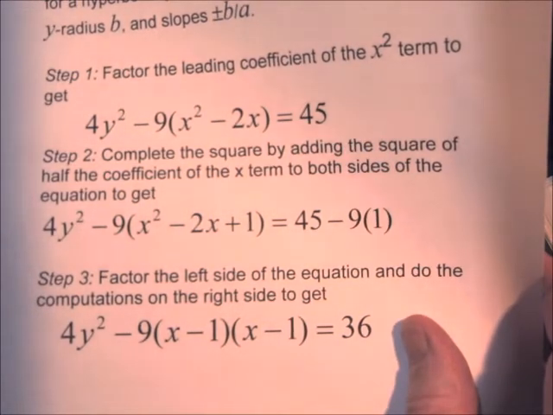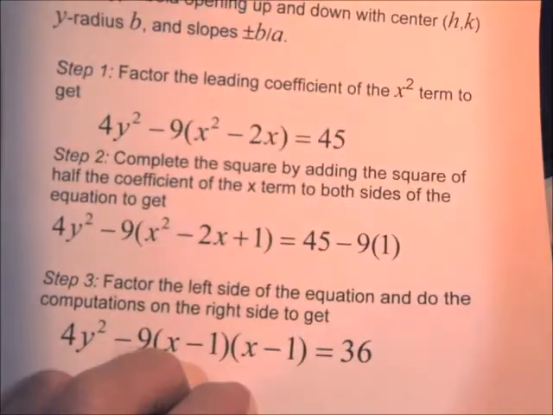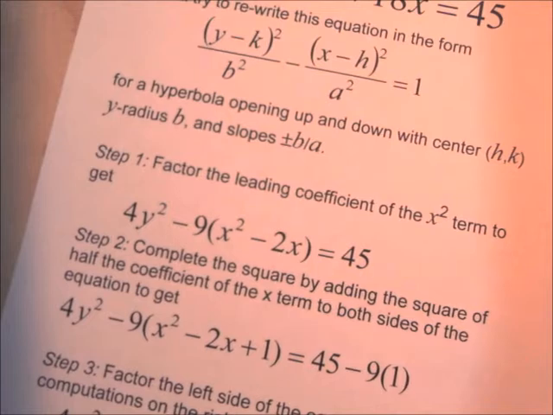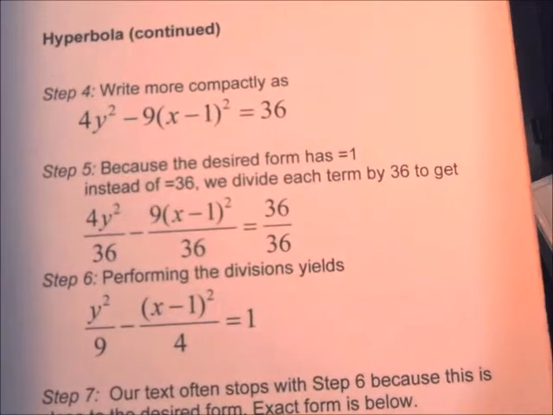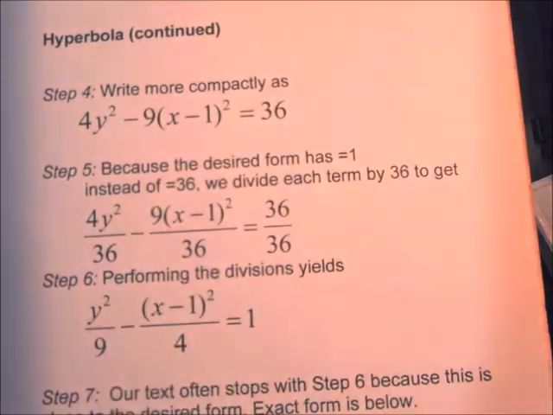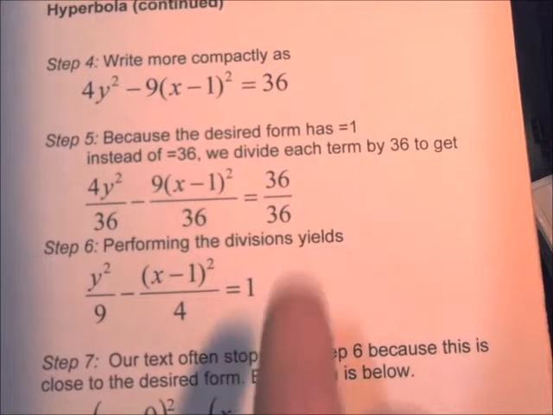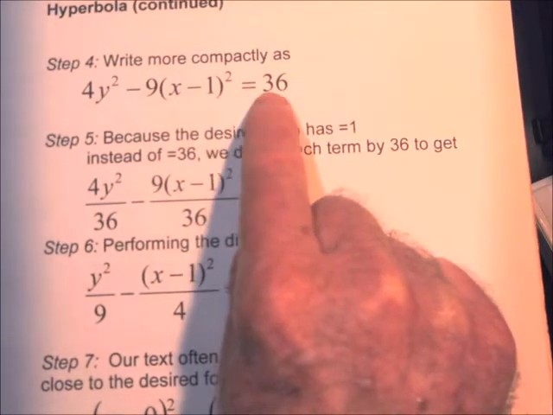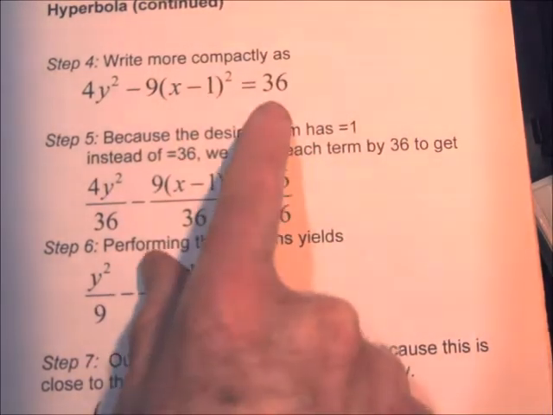And we can write this in exponent form. X minus 1 times the quantity x minus 1, you can write that as the quantity x minus 1 quantity squared. Write it more compactly. So this will be now x minus 1 quantity squared. I left the rest of it the way it was. And now we're starting to look more and more like the standard form. The standard form, instead of an equals 36, has an equals 1 here. So we want to divide everything by 36 to get that equals 1.